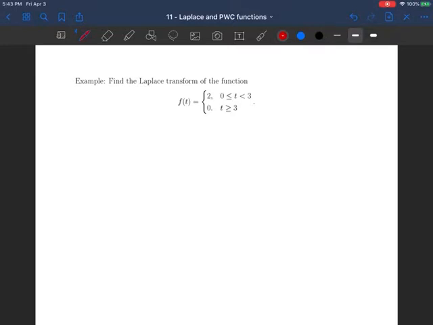So start with a piecewise defined function, f of t equal to 2 from 0 to 3, and 0 from 3 onwards. Now, of course, you can find the Laplace transform of this kind of thing just by taking the integral, using the definition of the Laplace transform. So you could say, this is going to be the integral from 0 to infinity of f of t times e to the minus st dt. And you can even say it's going to be the integral from 0 to 3, because everything else is 0, of 2 e to the minus st dt. And you can proceed in that way.